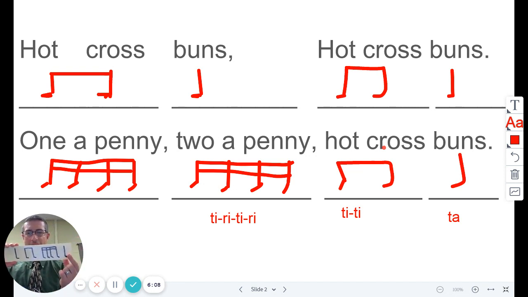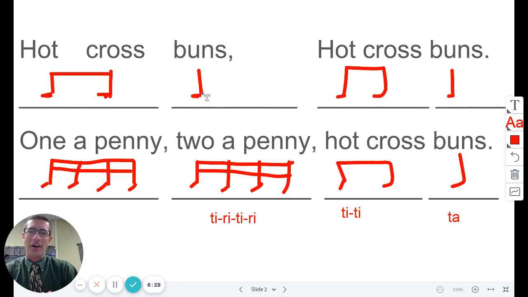Ready? So we'll go like this. Ta, tiri, tiri, tt, ta. Everybody try that. Ready? Go. Ta, tiri, tiri, tt, ta. Do it again. Ta, tiri, tiri, tt, ta. One more. Ta, tiri, tiri, tt, ta. Awesome. Fantastic. Very good review. Easy? Easy, of course. All right.